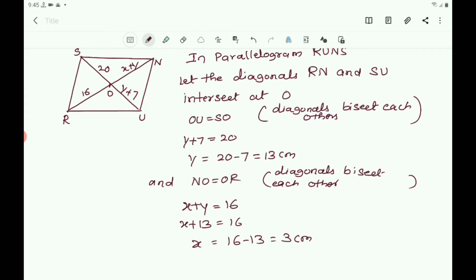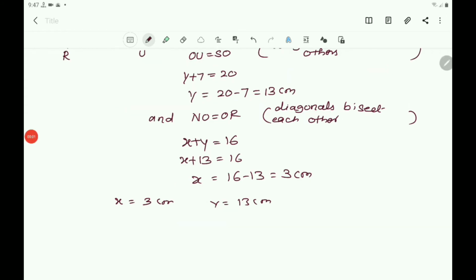In this way, you got the values of x and y in both the figures. In the second figure, x is equal to 3 centimeter and y is equal to 13 centimeter. Here you substituted the value of y. From the first, you got the value of y, that is 13, and substituted the value of y in x plus y is equal to 16.